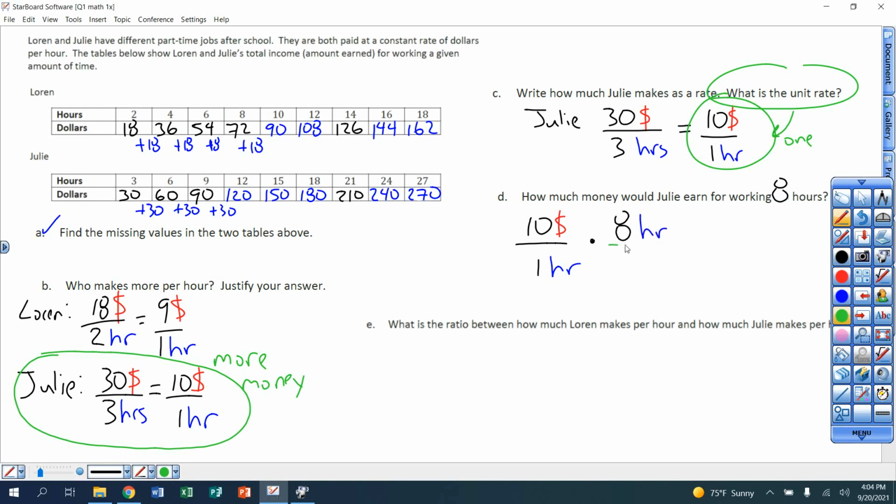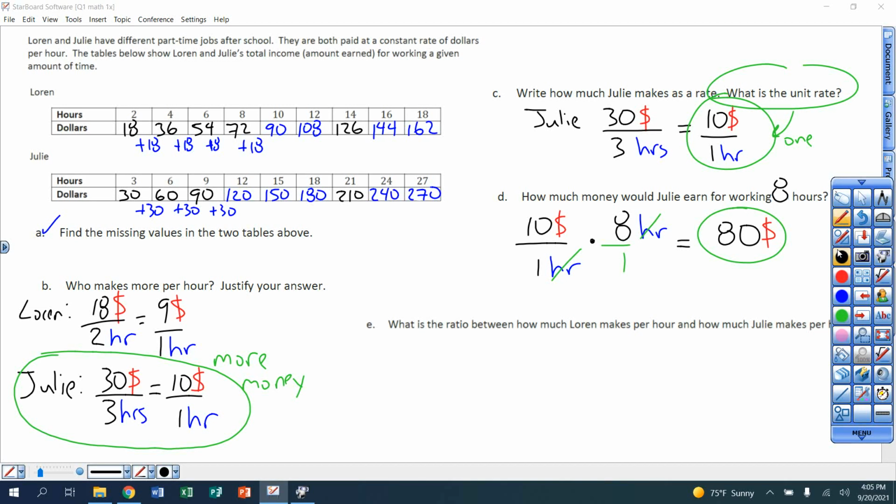If you put that over 1 and times straight across like you were taught to, these will cancel away. 8 times 10 gives me 80, and the only unit left is dollars. I could, if I wanted, put that 80 and then times these two ones, 80 over 1, but that's just 80. We'll never write it like that.